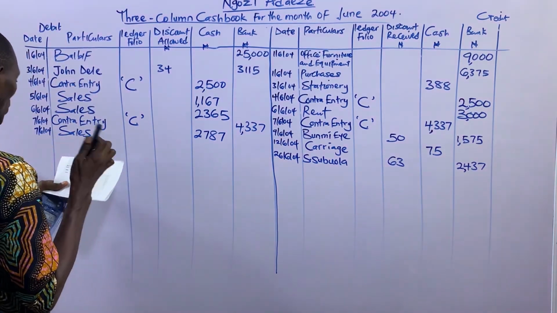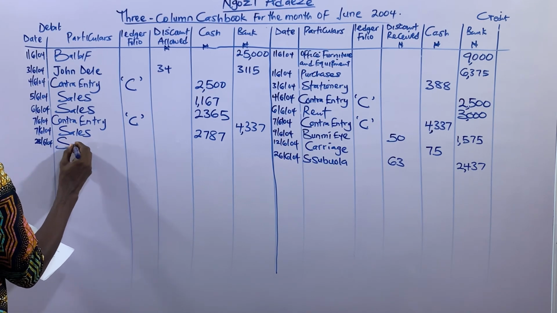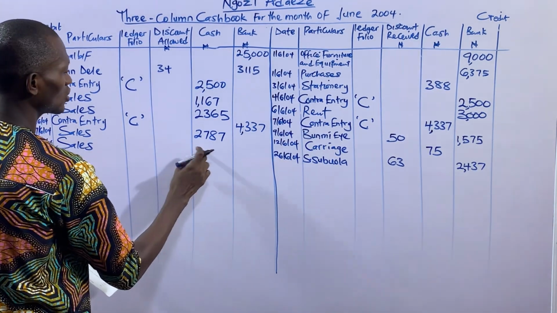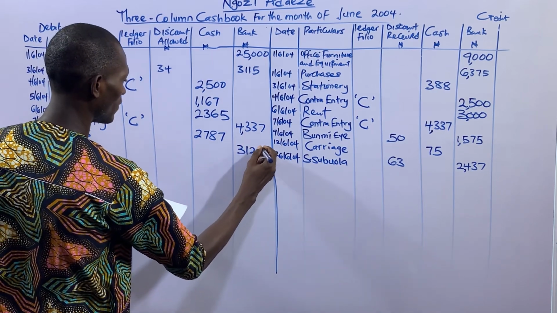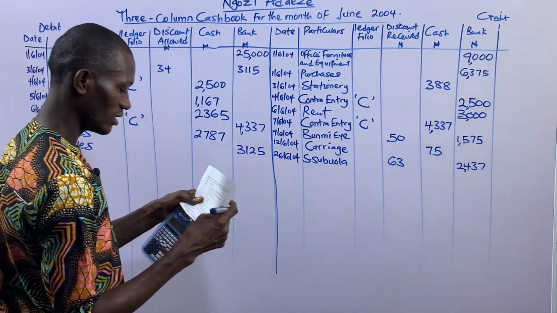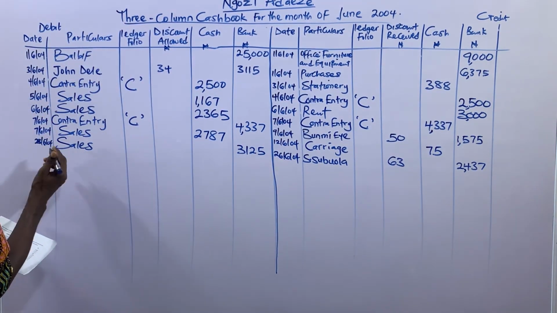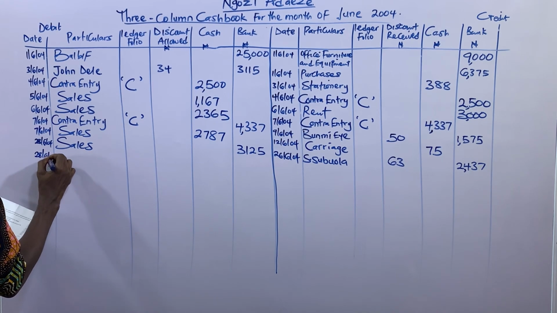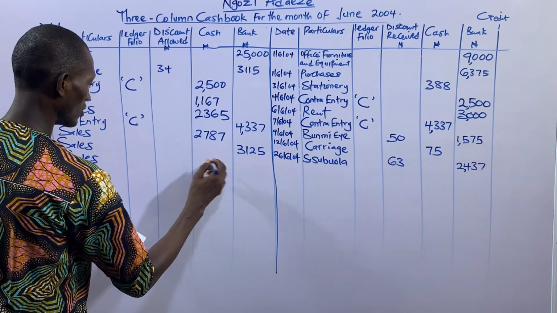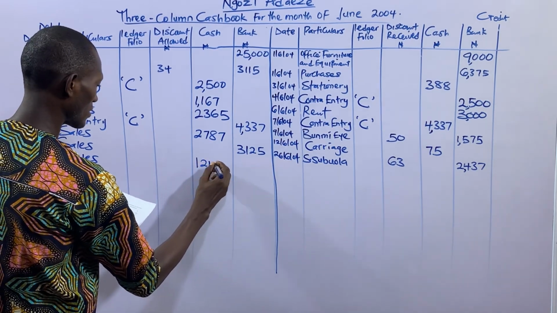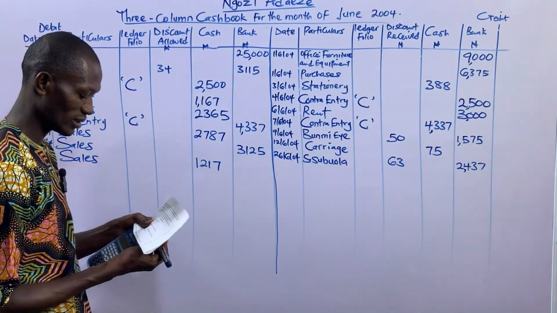So the date is 28/6/04. The particular is sales, but the sales was paid into the bank. So we have 3,125. That's all we have. Then the next one we have cash sales, 28th June, cash sales. So it's sales we are receiving. 28/6/04. The particular is still going to be sales, and that's 1,217. Then the last but not least, that's June 30.